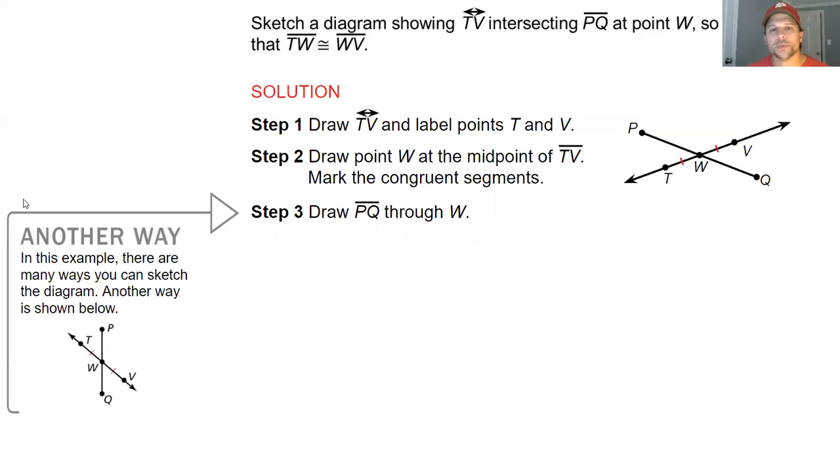So there are multiple different ways that you can sketch this diagram. The only thing that really matters is that they are labeled correctly so that your P and your Q are on the same line, your T and your V are on the same line. If you're swapping any of those letters, that's not going to be correct. Also, you need to be able to mark them so that you can show TW is congruent to WV. If you're not marking those little tick marks, that does not mean that they're congruent.